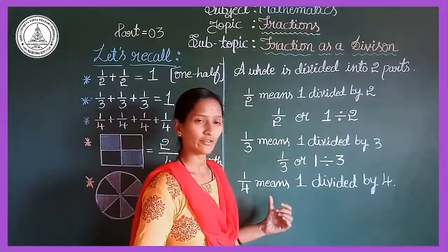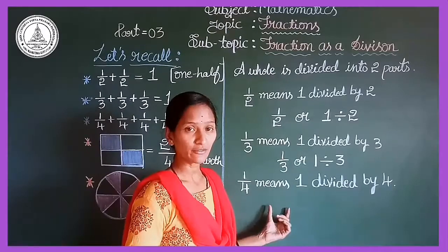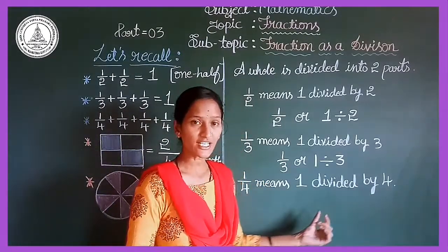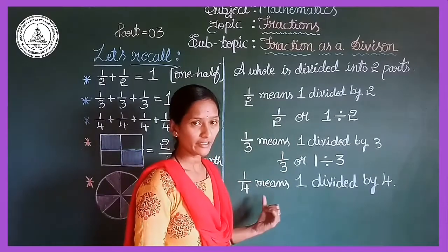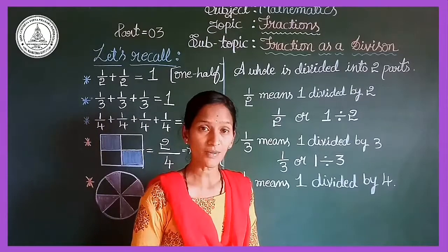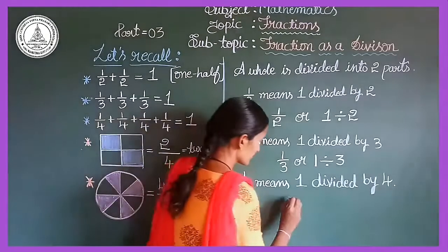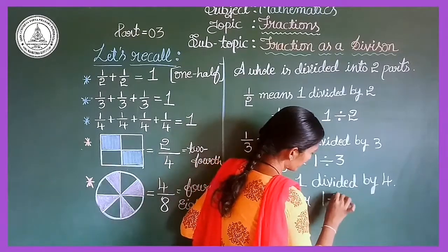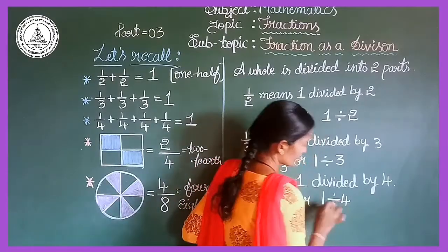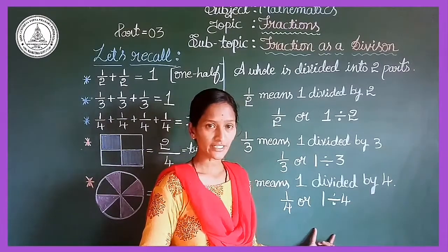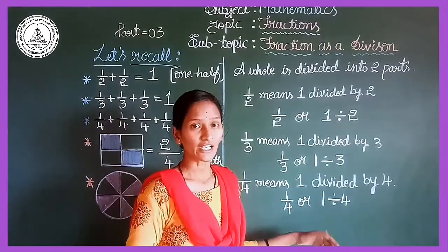So 1 by 4, how can you write it in words? 1 divided by 4. How can you read this? 1 divided by 4, right? How can you write it using the division symbol? See, 1 by 4 or 1 divided by 4. Here both are also the same, right? See here, it continues.